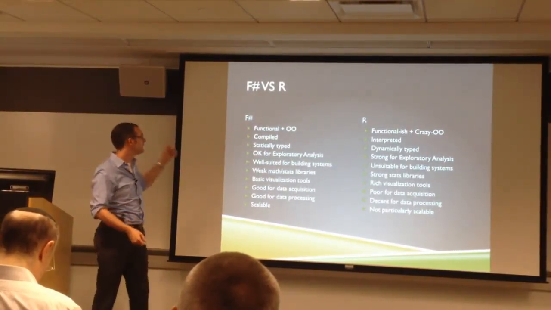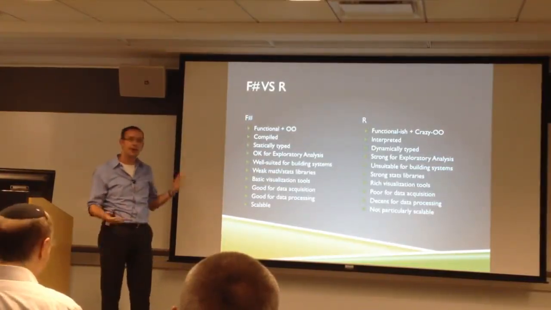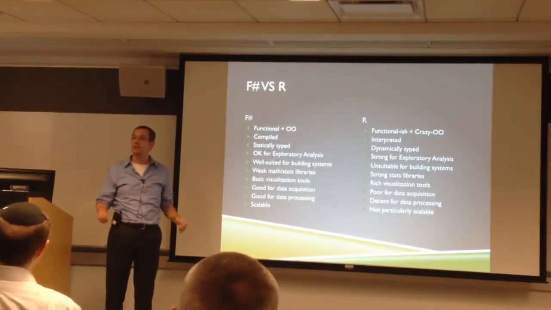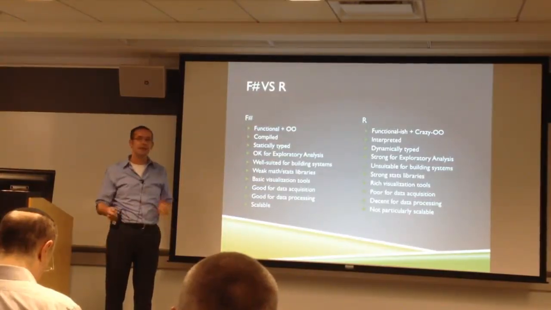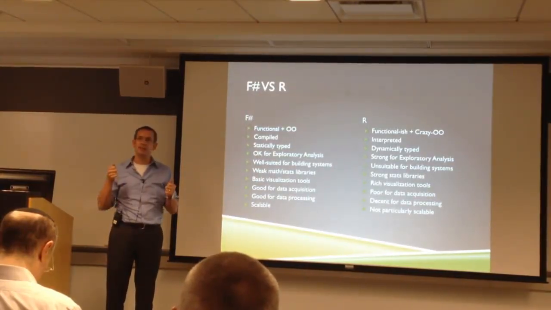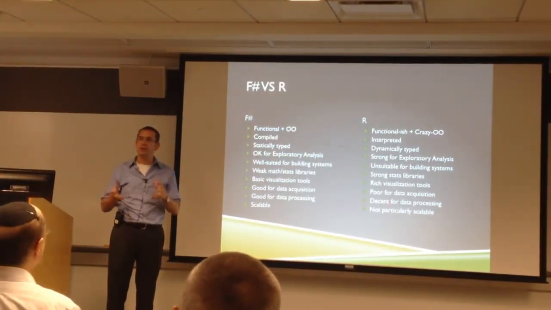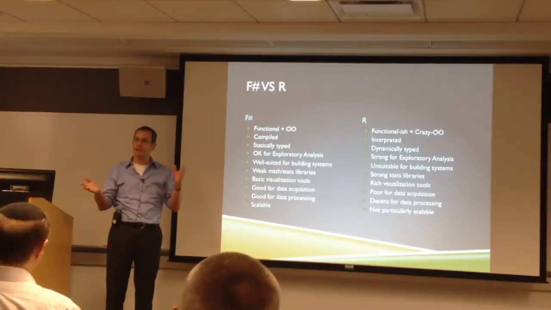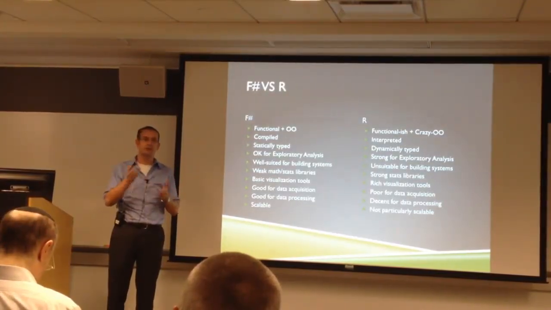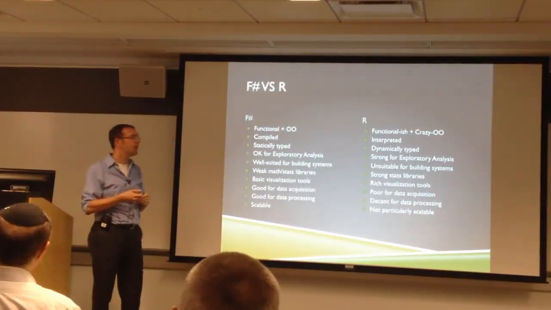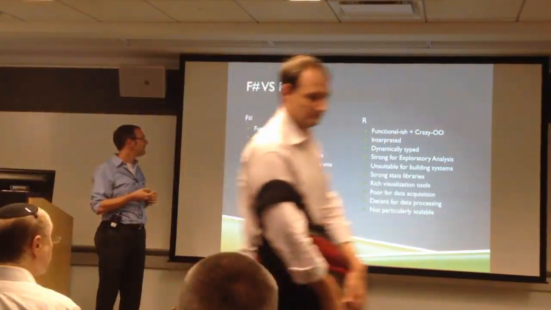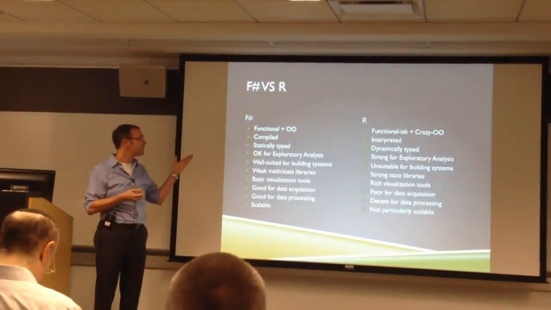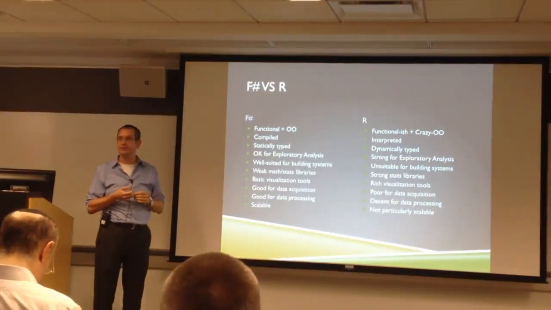So other things, compiled: F-sharp is compiled, though it has an interactive window that compiles on the fly for you. R is interpreted, and it's really interpreted, so it has data structures that represent what you're going to be evaluating, and they get reduced by the interpreter step by step as it goes. So it's really, really interpreted and not fast. But it's still a useful language. F-sharp is statically typed, R is dynamically typed, so you know that.